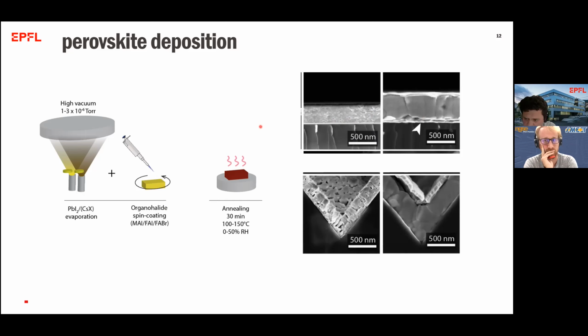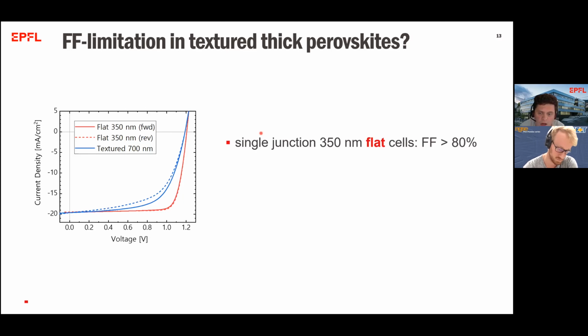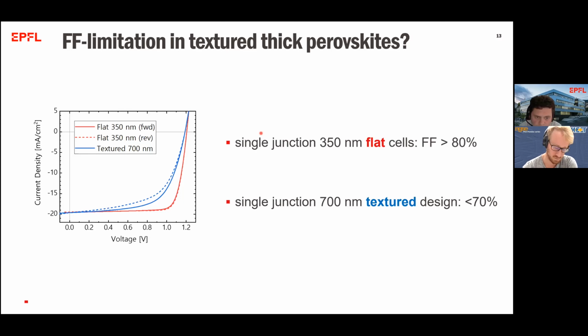The problem with that is that, or one of the problems that we witnessed was that when we stick to a small thickness of only around 350 nanometers, we get a rather good performance, high fill factors, very good open circuit voltages. However, if we try to go for textures and make the perovskite thicker, all of a sudden we really lose in fill factor. And we tried to look into the origin of that.